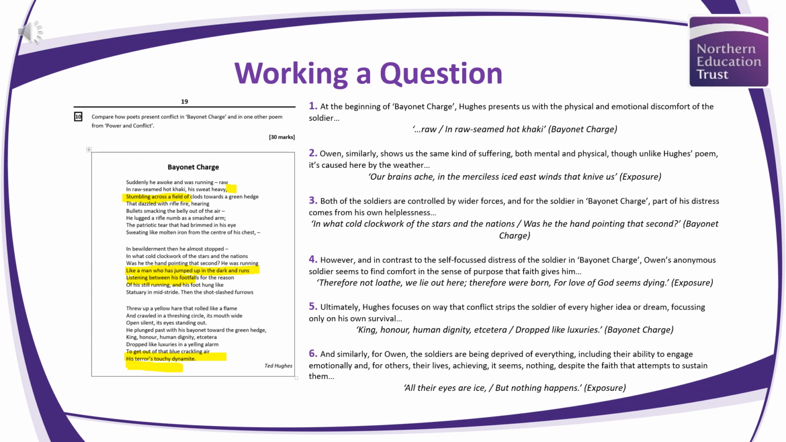And then for my last one, I'll go for the end of Exposure. And similarly for Owen, the soldiers are being deprived of everything, including their ability to engage emotionally, and for others, being deprived of their lives, achieving, it seems, nothing despite the faith that attempts to sustain them. So the quotation, "All their eyes are ice, but nothing happens." So I talk about the ambiguity around whose eyes. Is it the dead? Is it the soldiers? I might talk about ice as being both literal, frozen, and also metaphorical, as in emotionally numb, and so on.